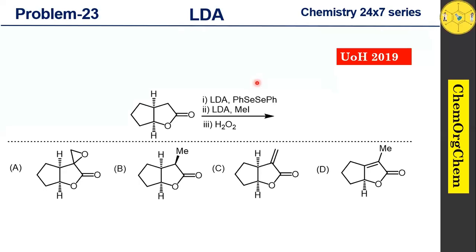Today, we will tackle a question from the University of Hyderabad PhD Entrance Exam 2019. According to this question, this substrate initially reacts with LDA, which then reacts with diphenyl selenide to provide an intermediate. That intermediate once again reacts with LDA followed by methyl iodide, and the next step reacts with hydrogen peroxide to produce one product. Here you see there are four options. Let's find out together which one is the correct option for this question.